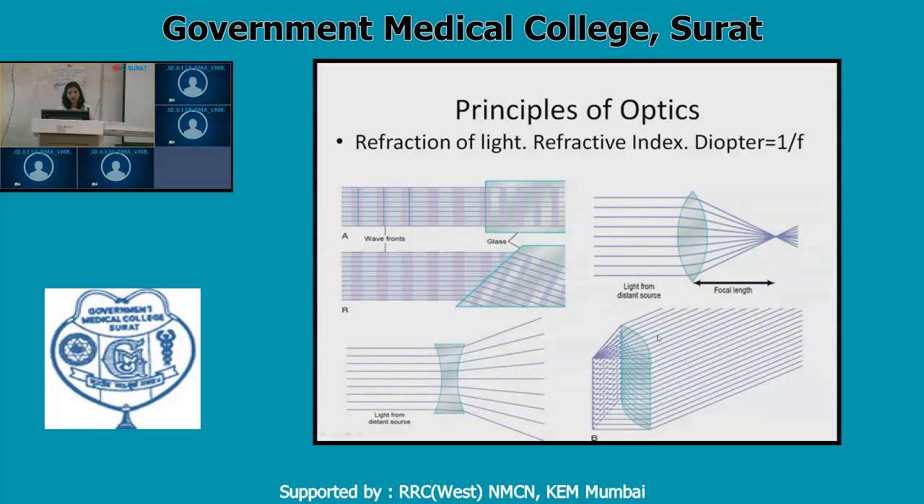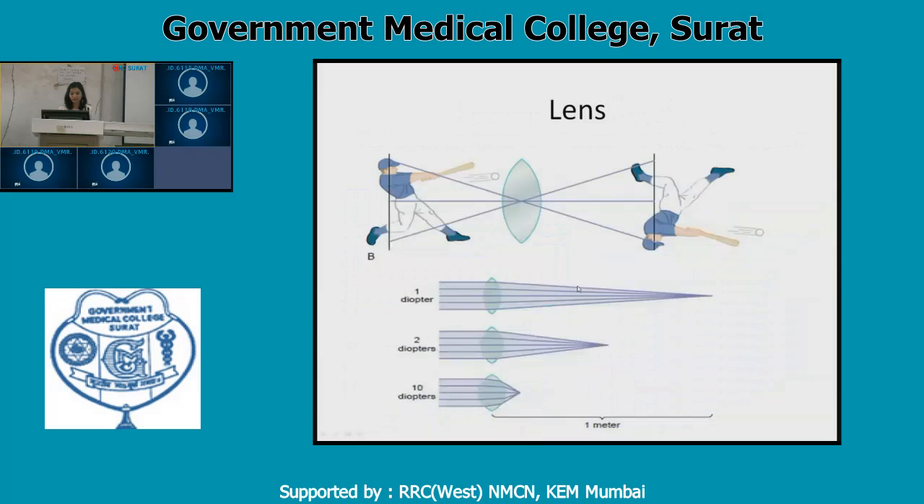So we have seen what is the refractive index of a medium, what is refraction of light, and how we calculate the power of a lens. Now, in the human eyeball, because the curvature is on the outer side, we are mainly concerned with the converging lens or the convex lens. This is how an image is formed in a converging lens: a real inverted image is formed.